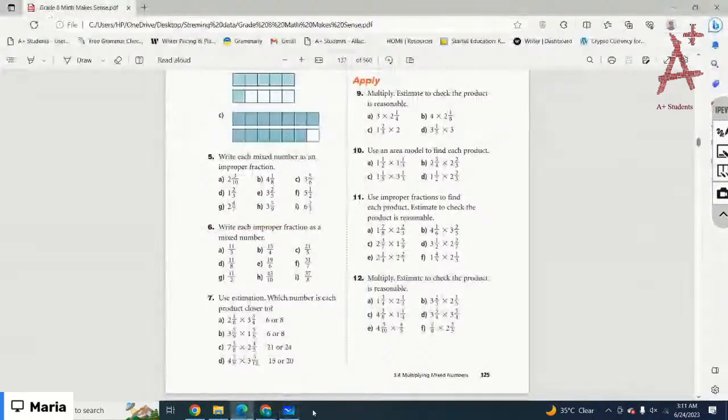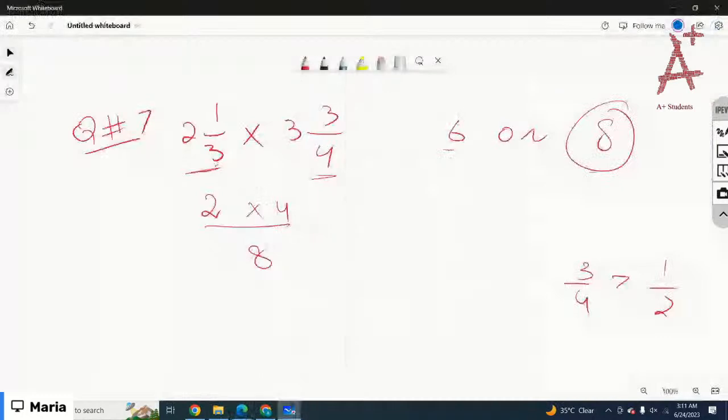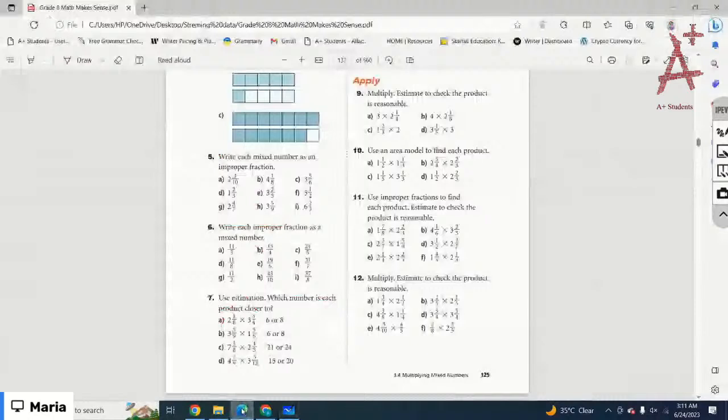D, 4 whole 7 over 9 times 3 whole 5 over 12. Okay, so you have to see the product is close to 15 or 20.